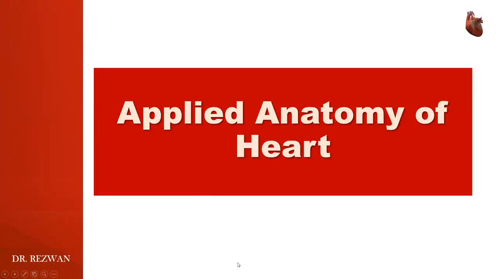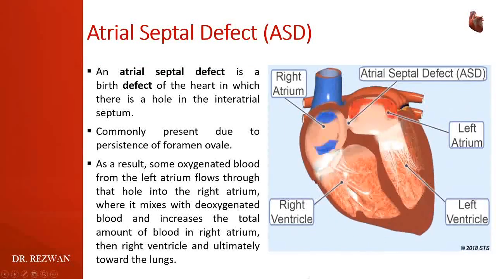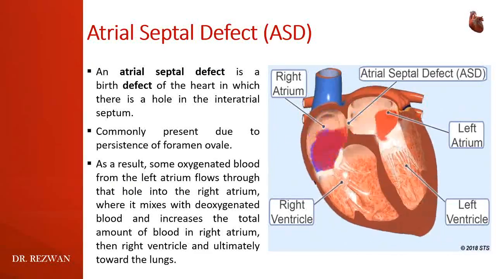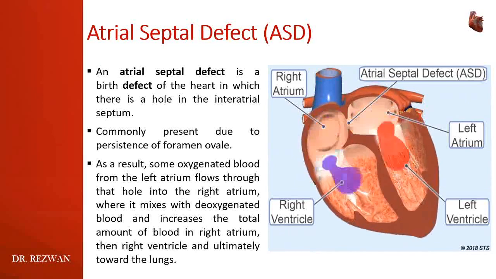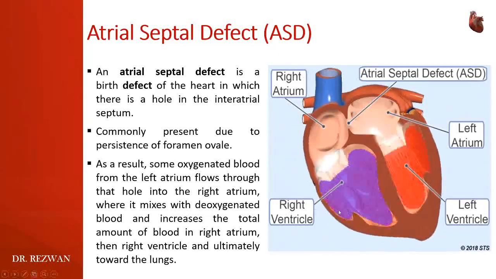Now let's talk about the applied anatomy of the heart, which is the main topic today. Let's start with the atrial septal defect, also known as ASD. An atrial septal defect is a birth defect of the heart in which there is a hole in the interatrial septum. It is commonly present due to the persistence of the foramen ovale.